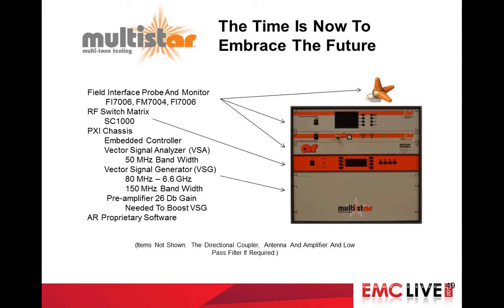The secret to testing multi-tone simultaneously is AR's proprietary software, which is significantly more complex than that for a standard generator. Multi-tone systems are available from AR and contain all instruments needed for multi-tone radiated immunity testing, with the exception of the amplifiers, antennas, and directional couplers, all of which are available from AR but are sold separately.